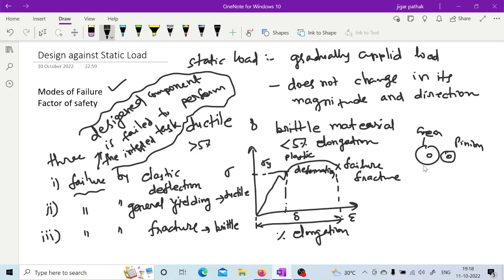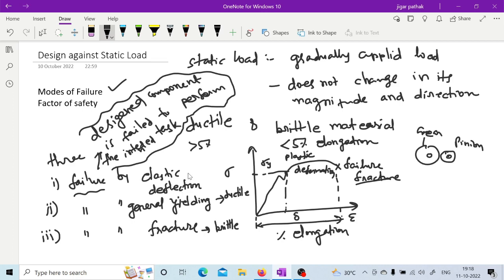Yes, sir. So here failure means not exactly breaking, right? Yeah. Failure is not only the meaning of fracture. Failure has different meanings with different materials and different applications. So is it clear? Yes.